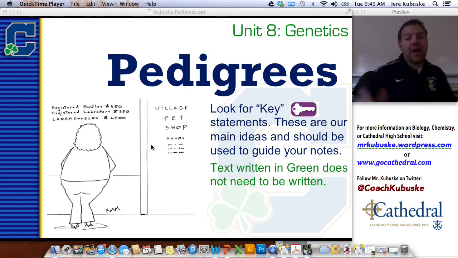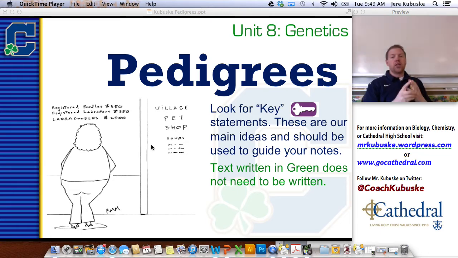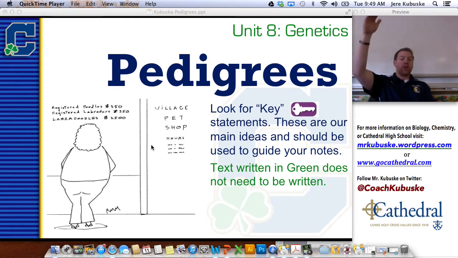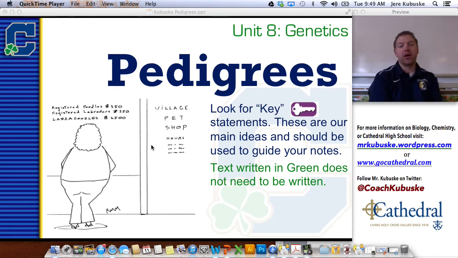Today we're going to talk about pedigrees. And what that means is we're going to track how a trait is passed through your family from great-grandparents to grandparents to parents to you to your offspring to your grandchildren and so on and so forth. Okay, that's what pedigrees are used for.